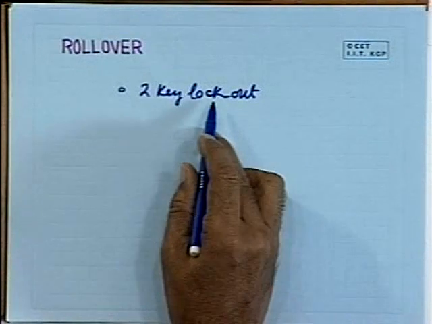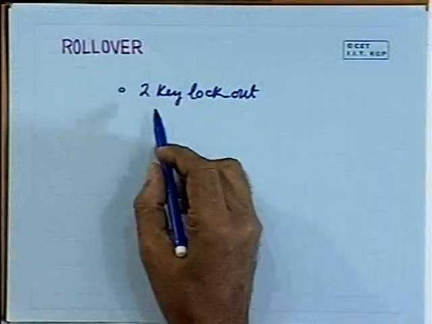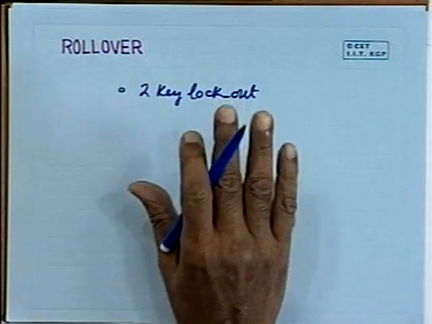By using this two key lockout technique, if more than one key depression occurs, that can be identified. If you are doing row scanning, if more than one key is closed, you will be able to identify that. As long as more than one key is depressed, you will not consider it as a valid key depression. Only when you sense the depression of a single key, then you consider it as a valid key depression, and then you go to the corresponding operation, jumping to the corresponding subroutine to perform that operation.